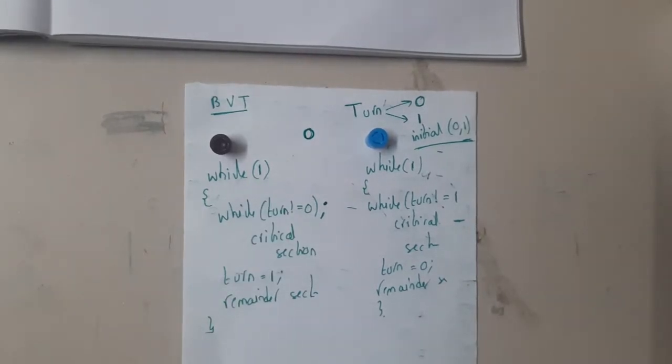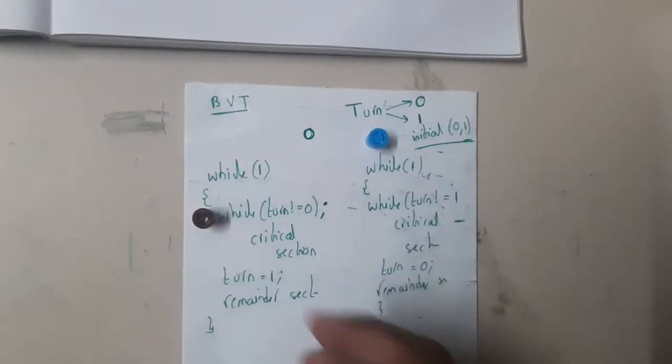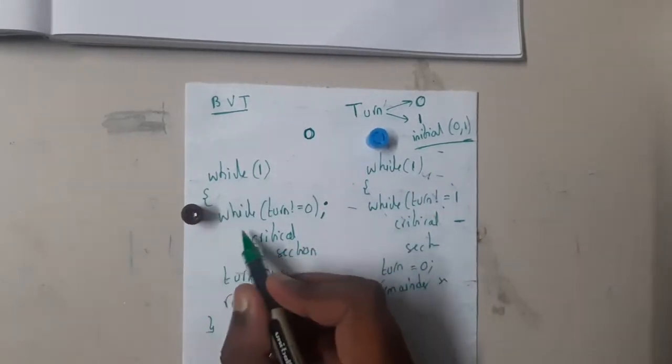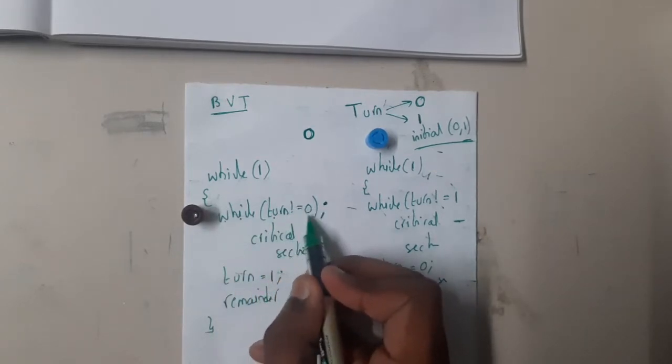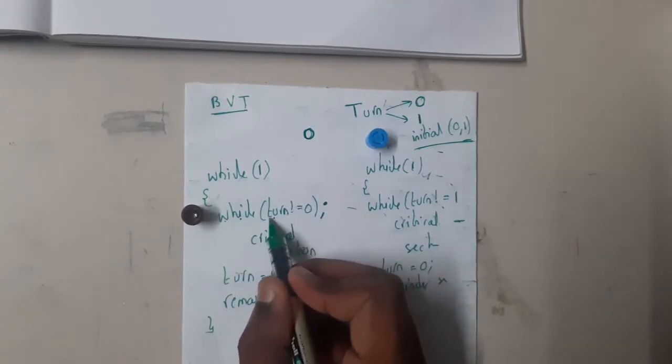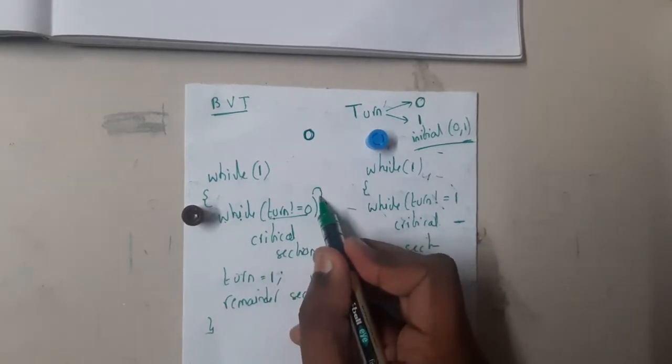I hope everyone knows it, right? Yes. So while(1) is an infinite loop. So what exactly is inside the while(1)? Let us start with this process first. It will come here and check. While turn is not equal to 0, it says if it is not equal to 0, it will go inside the body, right?